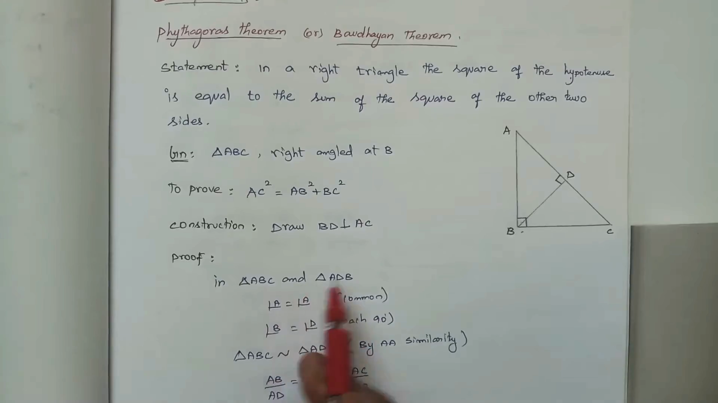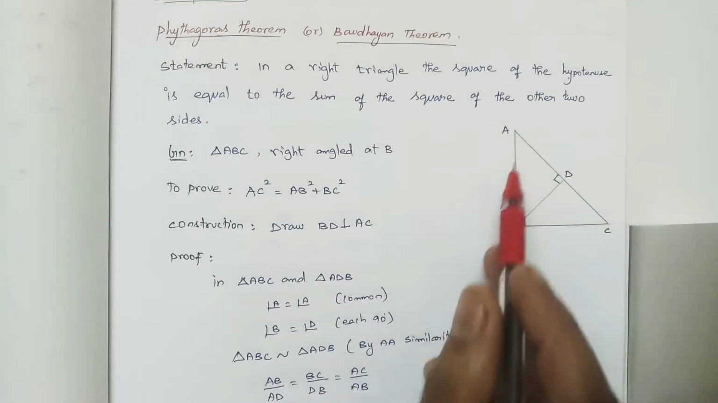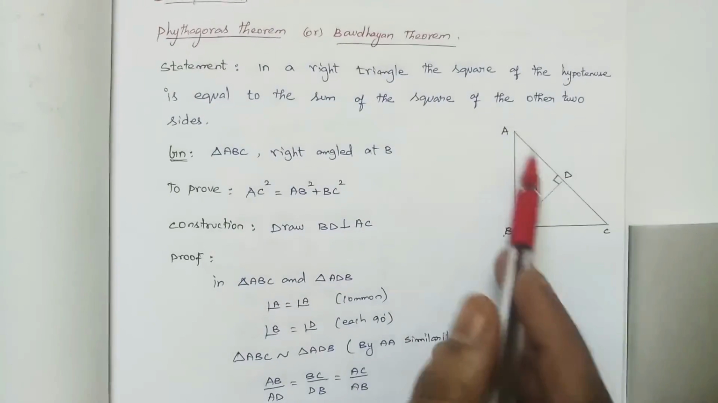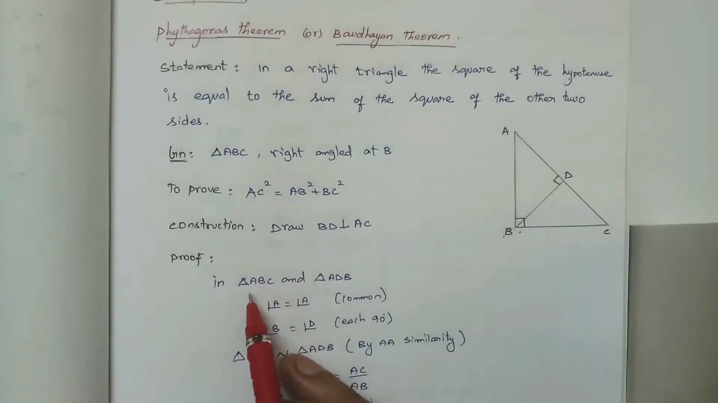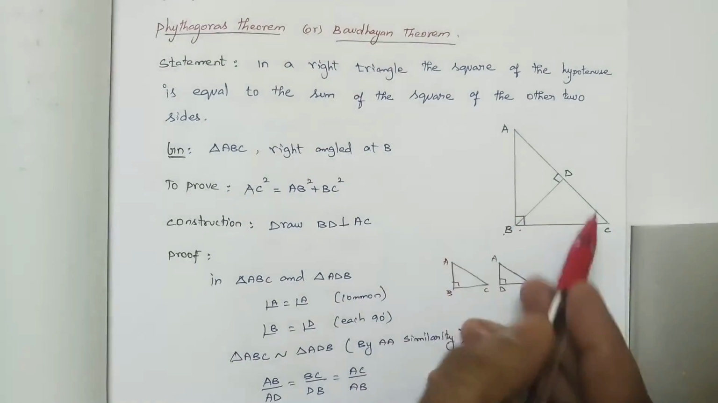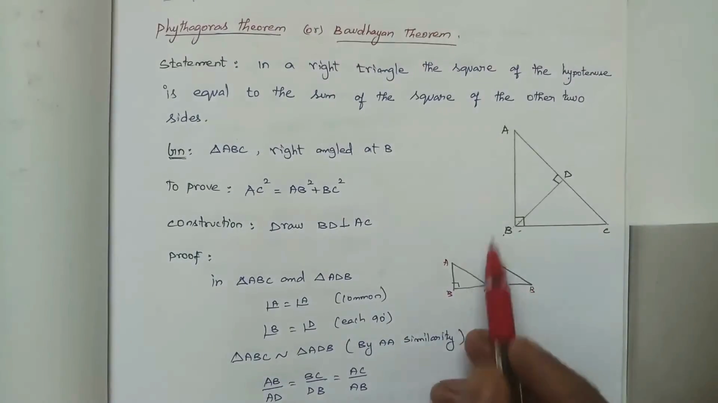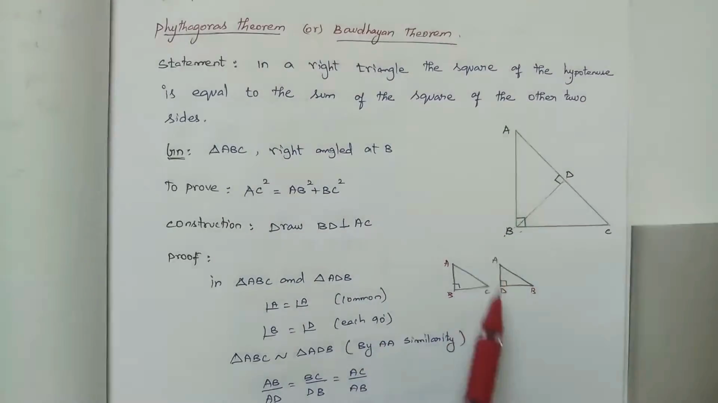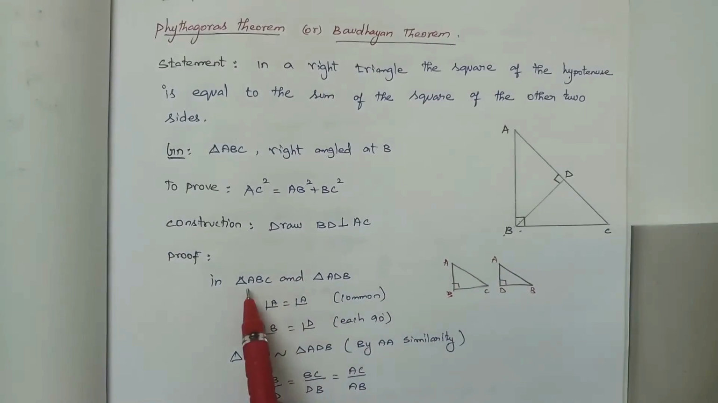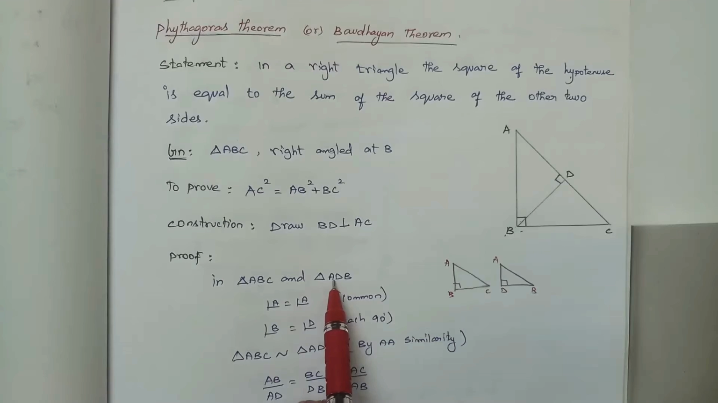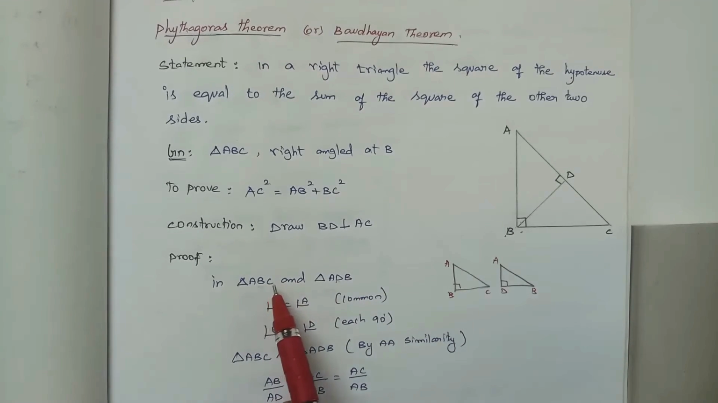So proof. First I'm taking two triangles: triangle ABC and triangle ADB. The first triangle is ABC, which is a right angle triangle, and I'm choosing ADB as the second. In the first triangle, the middle letter is the right angle. Same thing in the second triangle, the middle letter is the right angle. So you have to take the variables correctly, that's why I'm repeating.